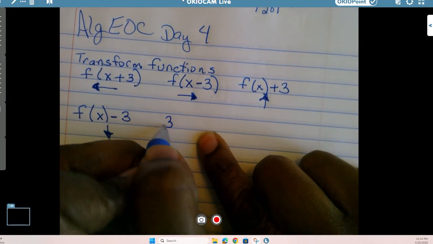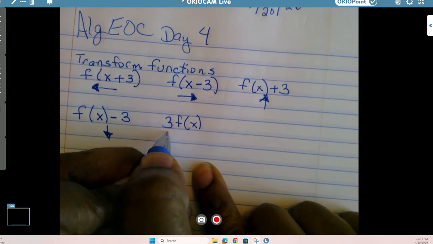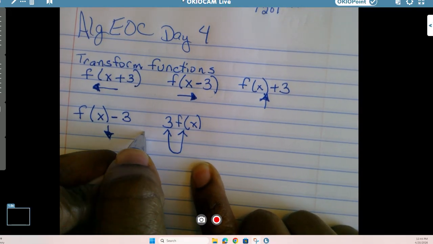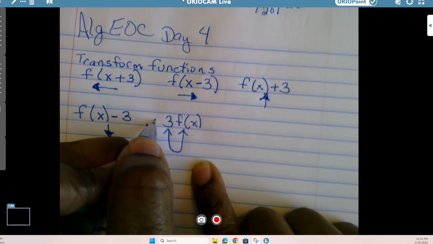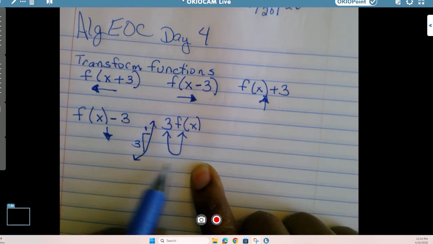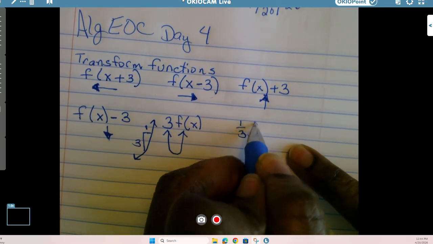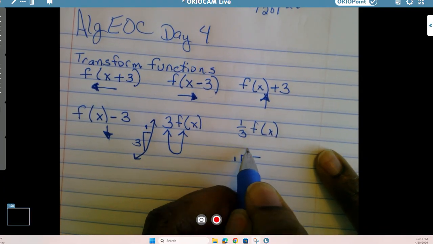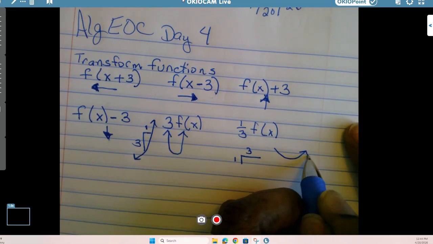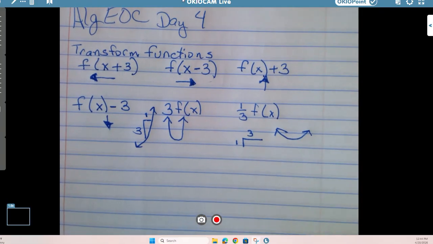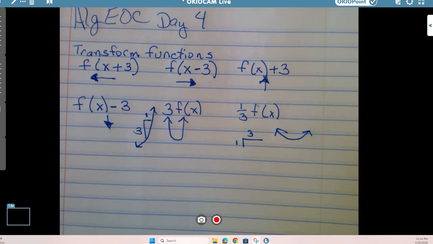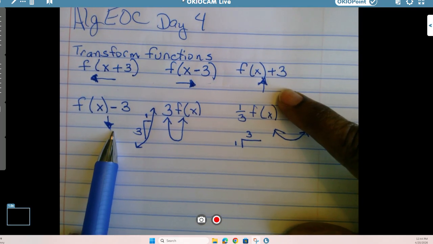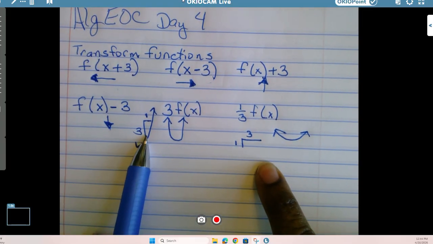Alright. 3 times f of x means that the graph is going to be narrower because you are rising 3 units and only running 1 unit. So that curve will be steep. But if it's 1/3 f of x, then you rise 1 and you run 3, and that graph is going to be a little bit wider. Those were the transformations that we talked about last week. Opposite directions on the inside, up and down on the outside, wide and narrow in the front.